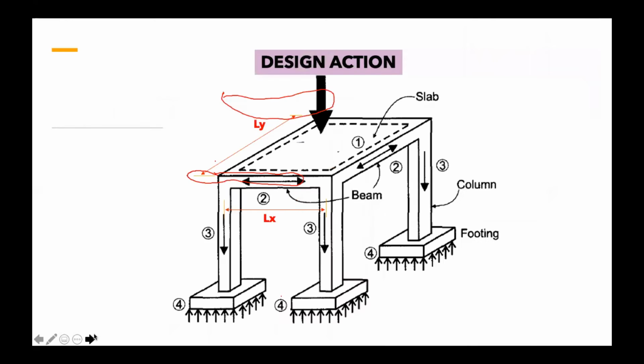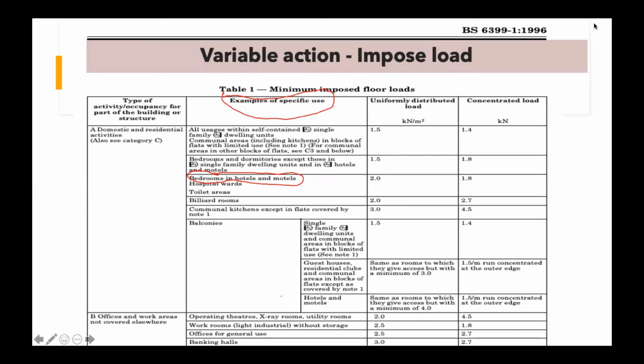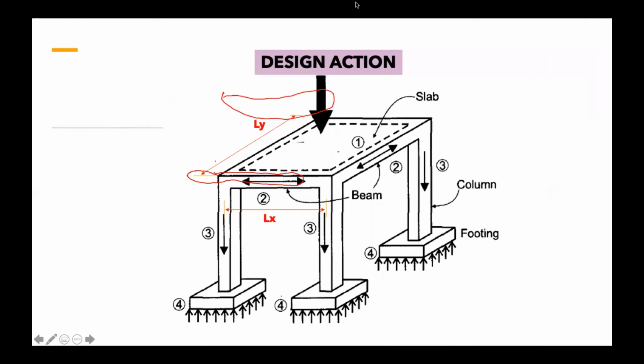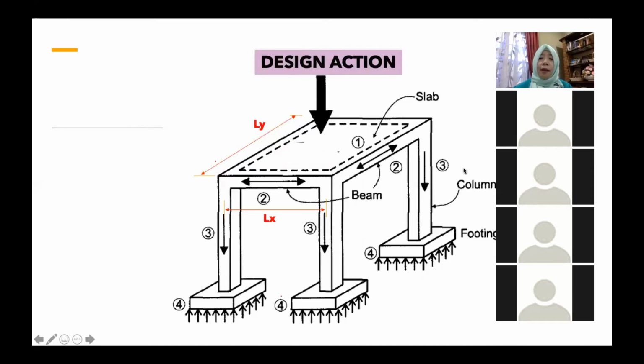Once we establish the QK, that is called QK just now. This one is QK, imposed load, variable action. Now, let's say we have established the value. Now let's say we have a simple floor surrounded by beams. This is the beam around here, and this is the column, and we have the dimension of the slab. This is the slab. The action here is the WD that we calculated, the design action, in kilonewton per meter square because it is acting on the slab.